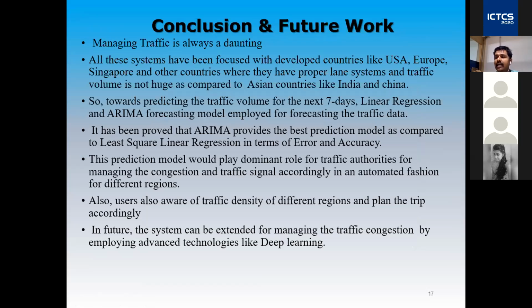It's coming, I don't deny that, but still our traffic is always very voluminous compared to other developed countries. So in future, the same system can be extended with better data sets, also for regulating the traffic congestion by applying other deep learning methods like LSTM.